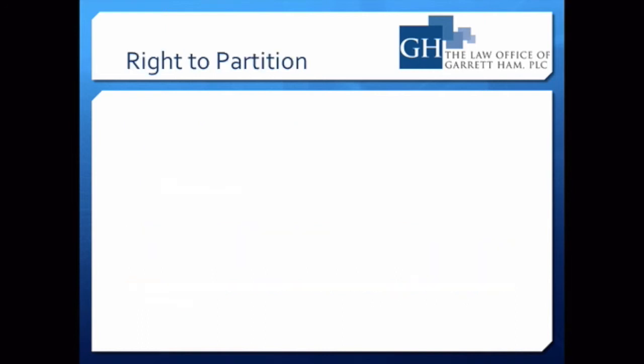The right to partition is a co-tenant's right to demand that the property be divided so that he or she may possess absolute sole ownership in a share of the property. If an arrangement cannot be worked out among the co-tenants on their own, the co-tenant desiring partition may petition the court. If the property cannot be equitably divided, such as is often the case with a residence, then the property will be sold and the proceeds divided.